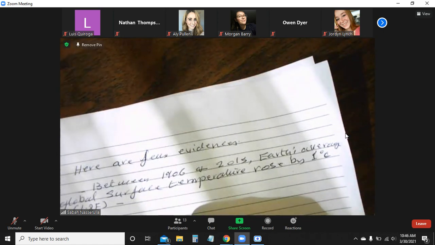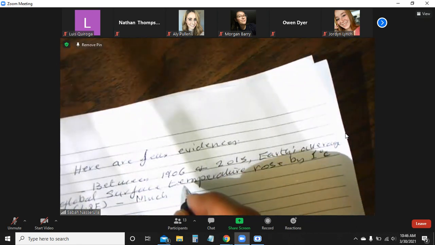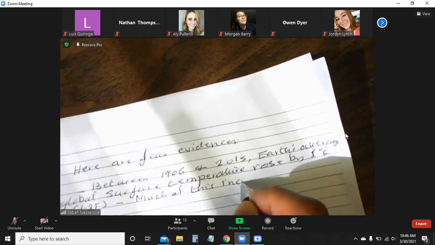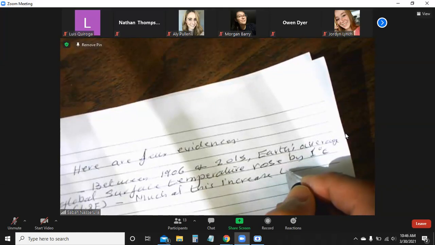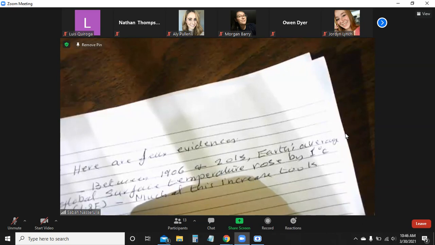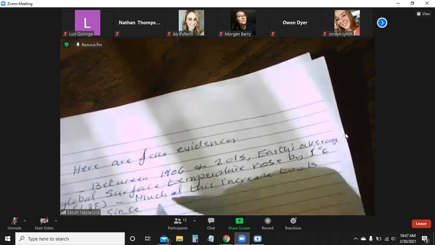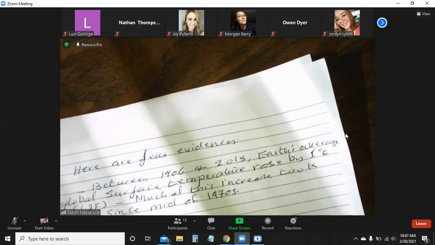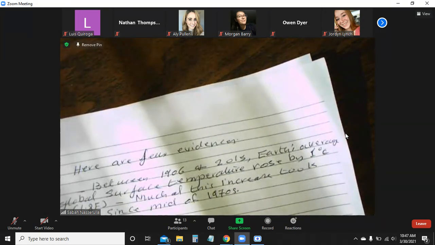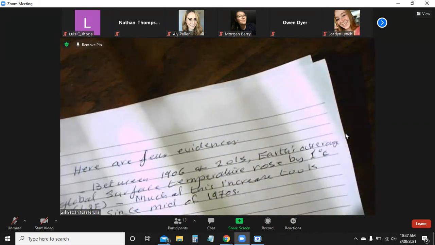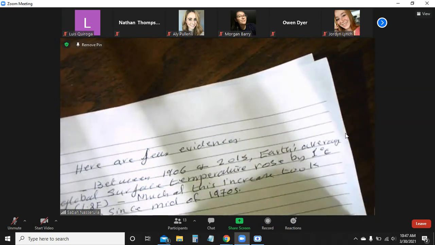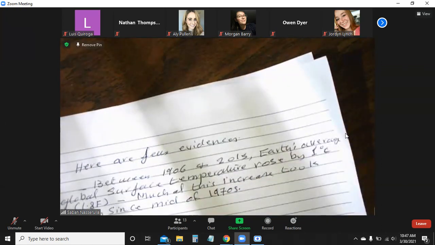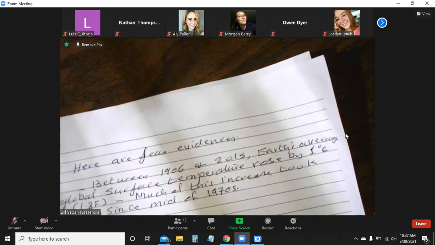Much of this increase took place since the mid-1970s. Now, according to the recording of temperature, which basically started about 1861, it seems most of the hottest years occurred in this period, 2015 and 2014.